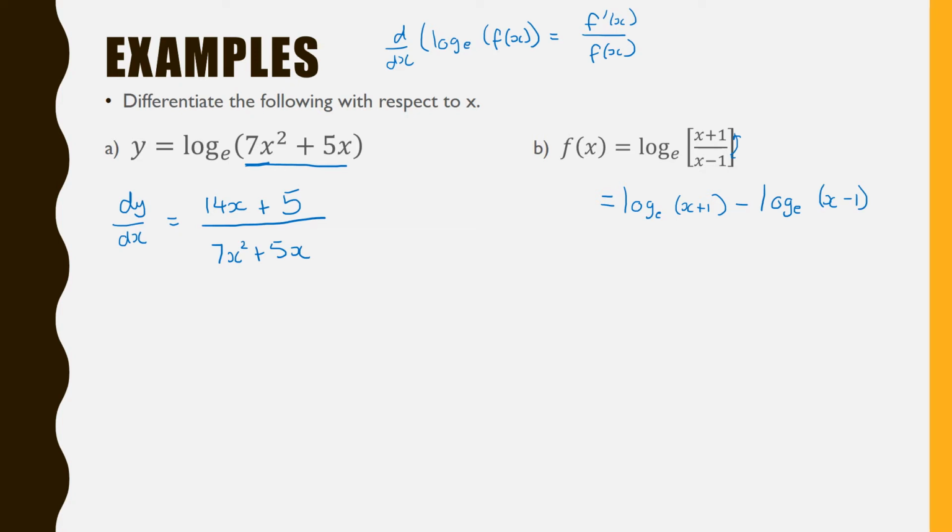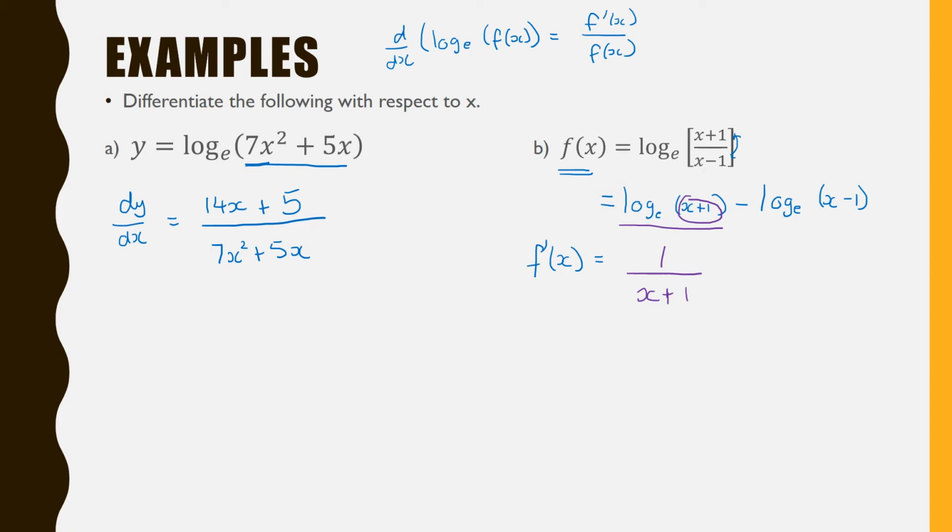So now, to calculate the derivative, and because our original function was given as f of x, that means our derivative needs to be in the form of f dash x, using that same notation. So the derivative of the first part, okay? So we're differentiating this first part of the expression. The derivative of log base e is a fraction. The denominator is the function itself, and in the numerator we write the derivative. So the derivative of x plus 1: the derivative of x is just 1, the derivative of 1 is 0.